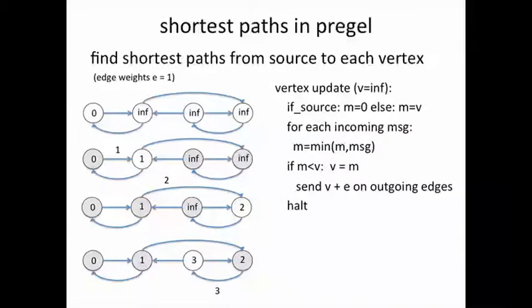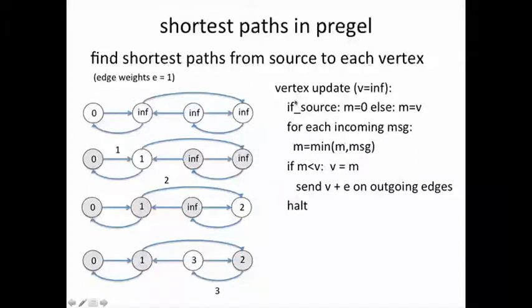So at the end, every vertex ends up having the shortest distance from the source to itself. I'll leave it to you as homework to figure out how one can compute the shortest path from the source to every vertex using this information. Let's work through this example step by step.